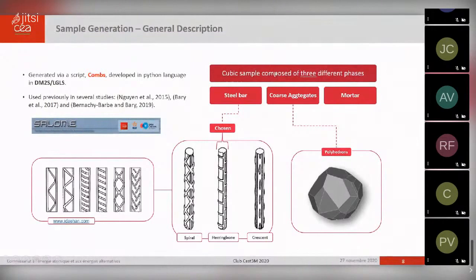The cubic sample is built. It's made up of 3 different materials: mortar, which is the biggest part of the volume, coarse aggregates modeled as polyhedrons, and the steel bar, which will take into account the real shape of the ribs themselves. As a start, the herringbone shape was chosen.